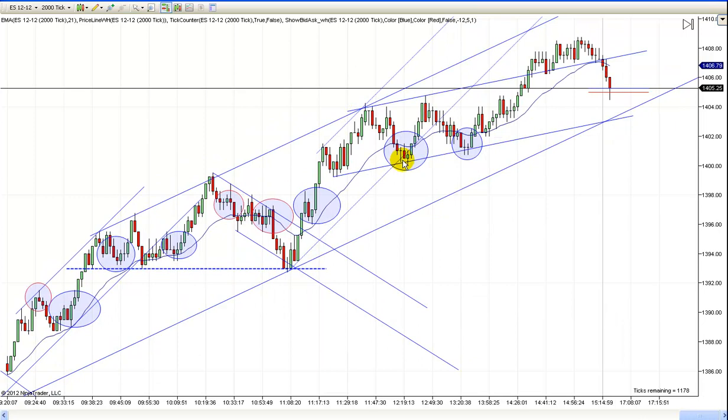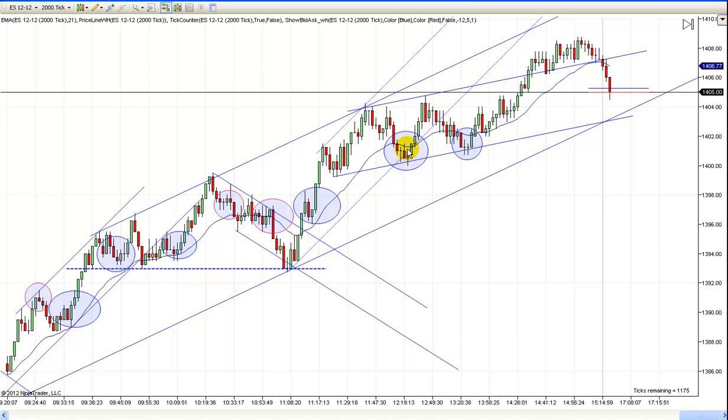You got a two-legged pullback right here to the EMA. If you drew this trend line right here off those first couple of bars, that first swing, but even if you didn't get that, you got a little trap here that reversed. You go long right there. Nice, easy move. No big runners on this one because prices came back pretty quickly.